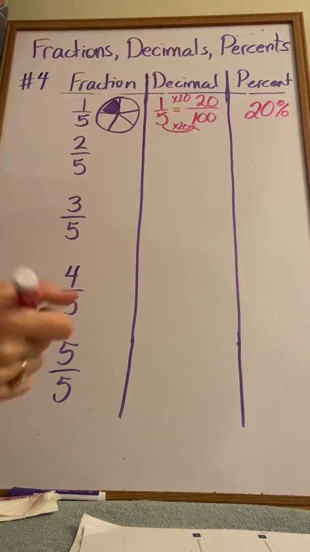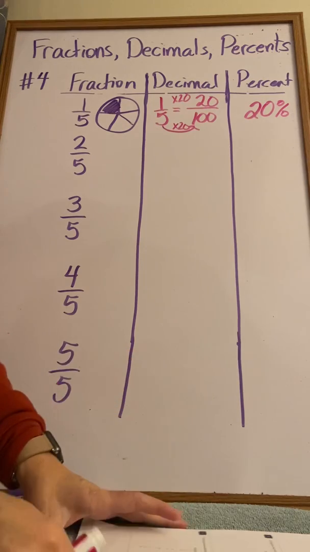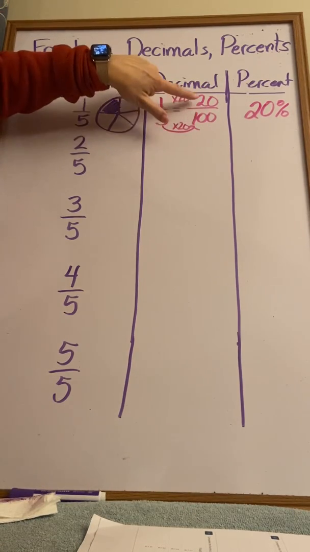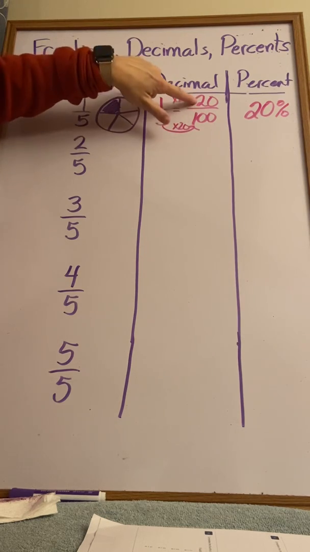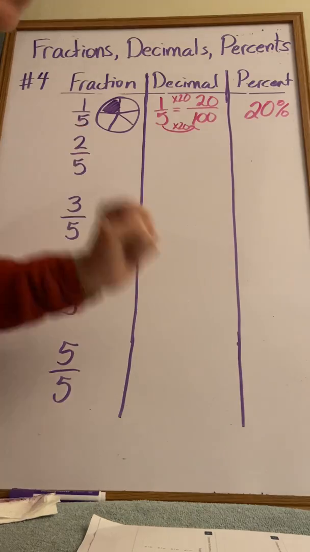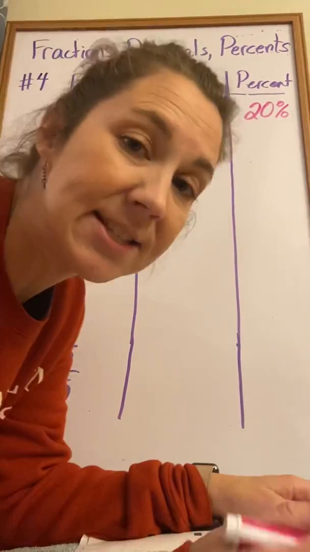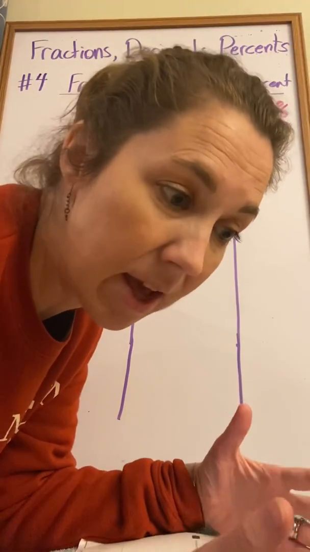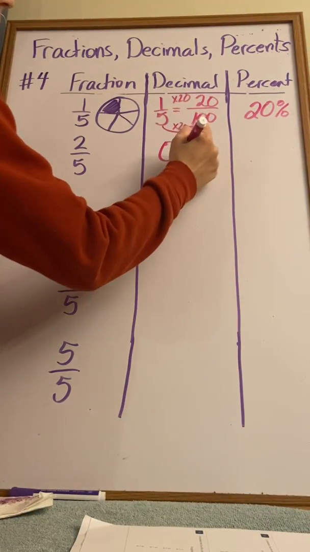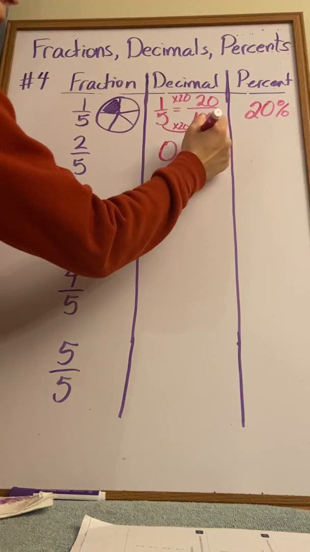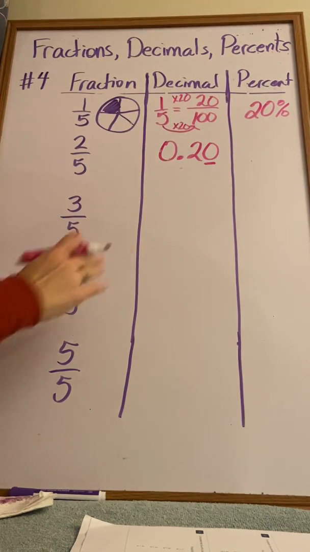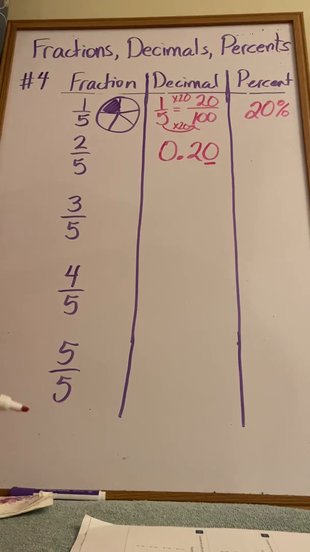Now, here's another cool thing. This would read 20 hundredths. 20 out of 100 is 20 hundredths. Now, how could I write 20 hundredths as a decimal number? 20 hundredths would look like this: 0, decimal, and then 20 in the hundredths place. That's 20 hundredths.